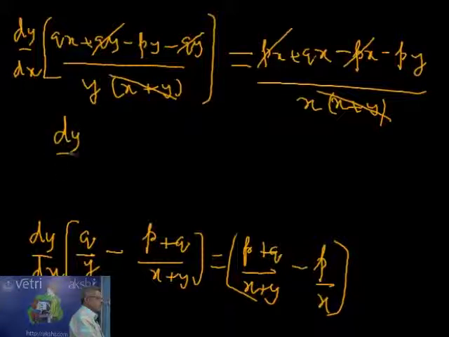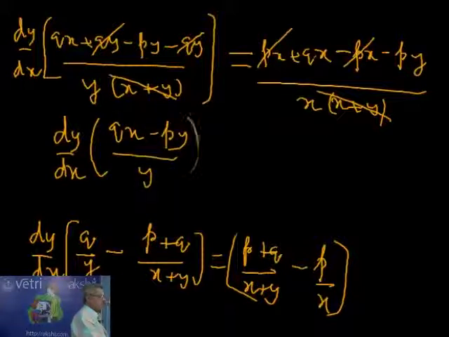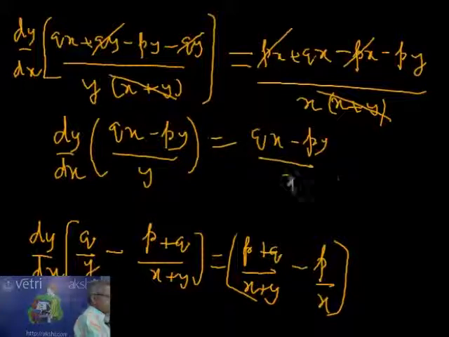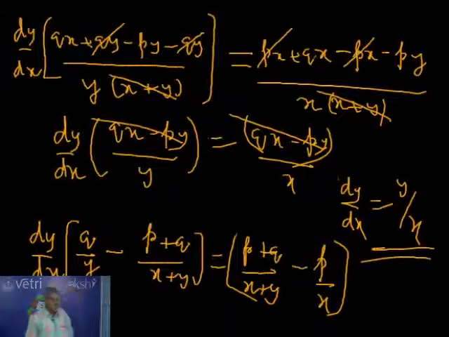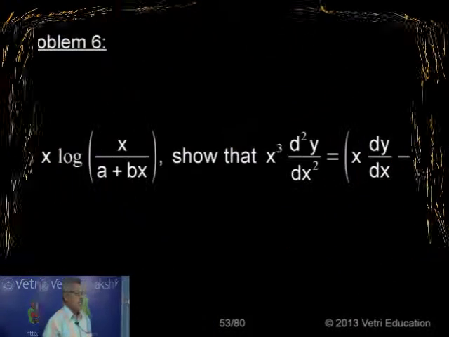So dy by dx times (qx minus py) by y, here also (qx minus py) by x, and qx minus py gets cancelled. dy by dx by y is equal to 1 by x. Therefore, dy by dx is equal to y by x. So the answer is dy by dx is y by x. Very simple problem. So we can easily get the answer y by x. Okay, next problem.